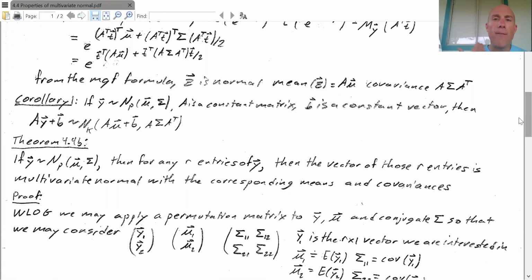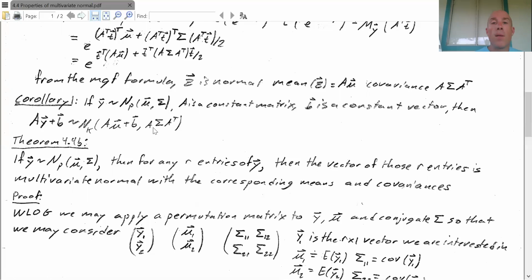The corollary is something we get for free in mathematics because of the work we've already done. If I have a multivariate normal, a constant matrix and a constant vector, then the matrix times the random variable plus the constant vector is going to be normally distributed with a proper number of dimensions. Here we're assuming that the addition and multiplication are well defined. It's going to be A times the mean plus B, and A times sigma times A transpose gives us our covariance.